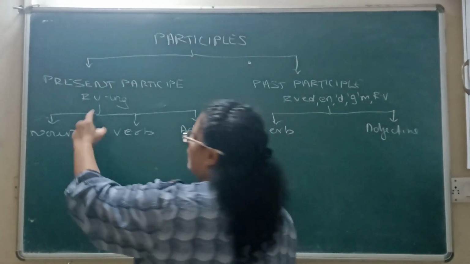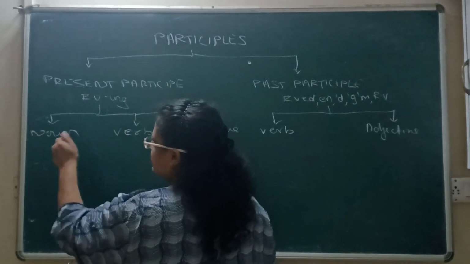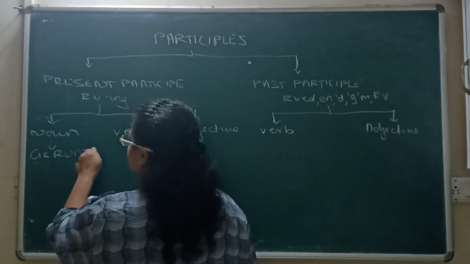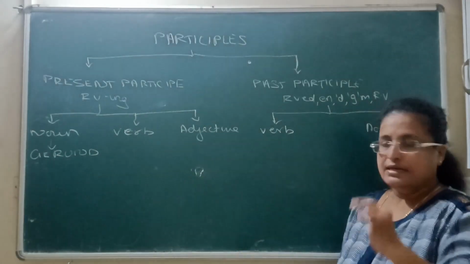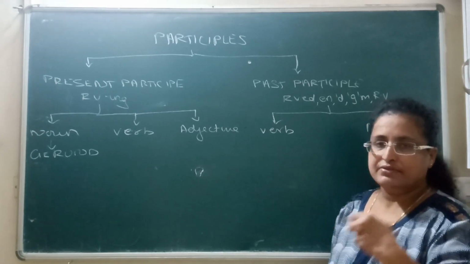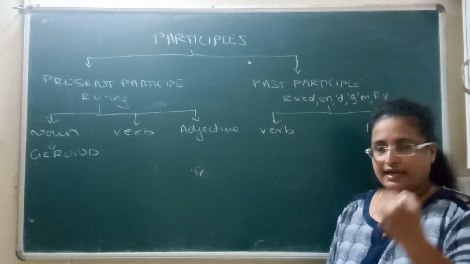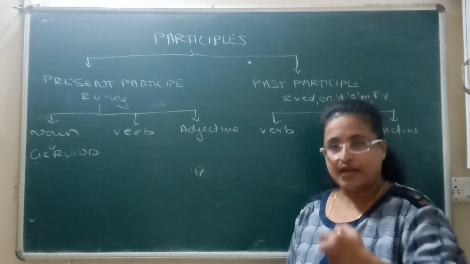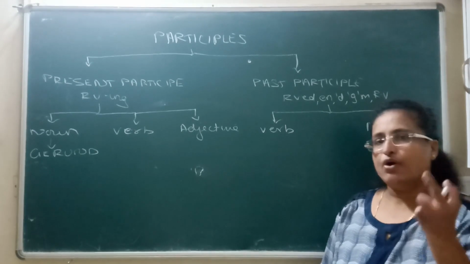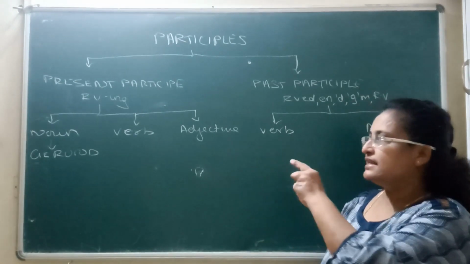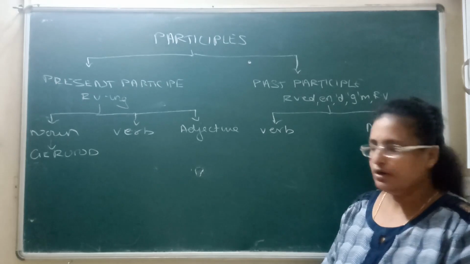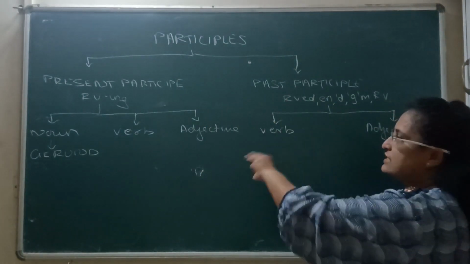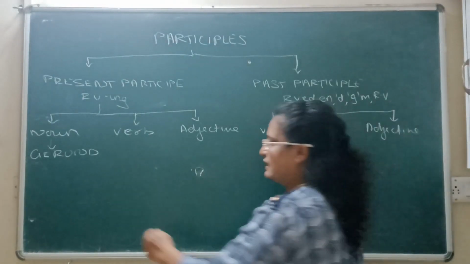Now see, V-ing, when it functions as noun, it is known as gerund. This I am explaining to you because you should be knowing, otherwise teachers directly teach you gerund. Understand, when V-ing takes up the place of a noun, either in the position of subject or in the position of object, you say that as gerund. With example I will tell you. And for all the other verb and adjective uses, the present participle and past participle stay the same. With example I will explain to you.